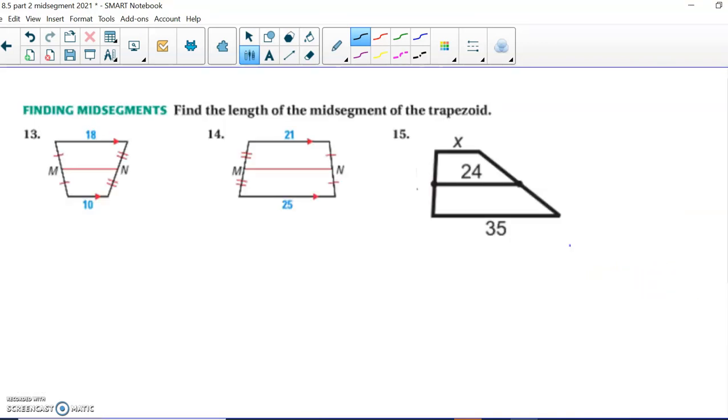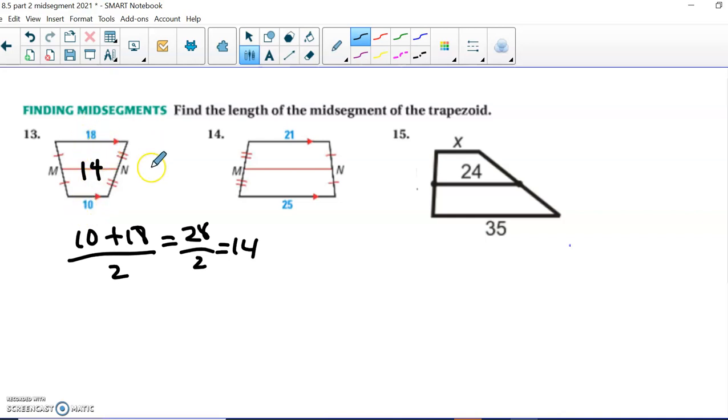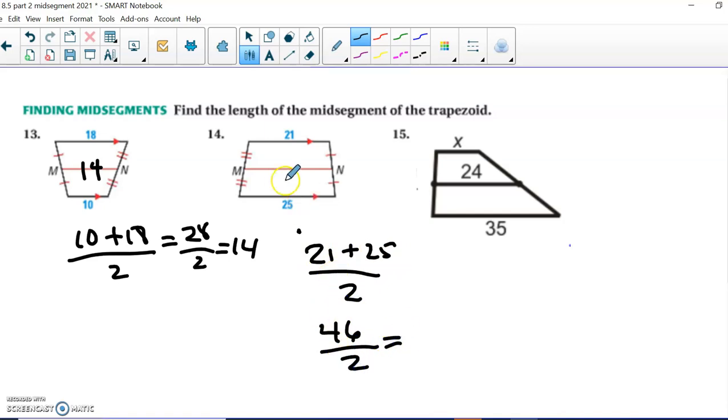Okay, so let's try a couple. Here, we're given that the bases are 10 and 18, so we add them together and divide by 2. We get 28 divided by 2, or 14. So the length of this midsegment is 14. If you think of a number line, 14 is halfway between 10 and 18. The same thing here: 21 plus 25, divide by 2, we get 46 divided by 2, or 23.